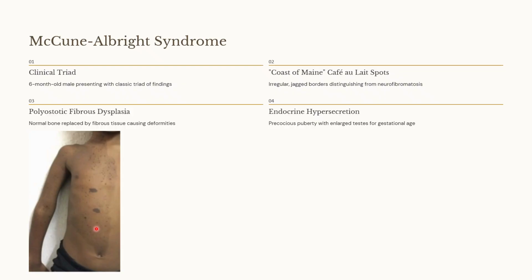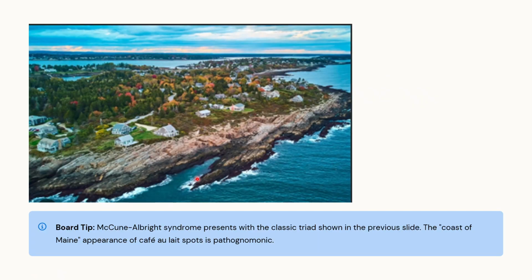So here, even though it looks like cafe au lait spots, this is known as the coast of Maine because it is similar to, so see, this is the real coast of Maine. This is an island in the states with ragged borders. This is the Atlantic Ocean. So the clinical picture is similar to this. That is a coast of Maine appearance.